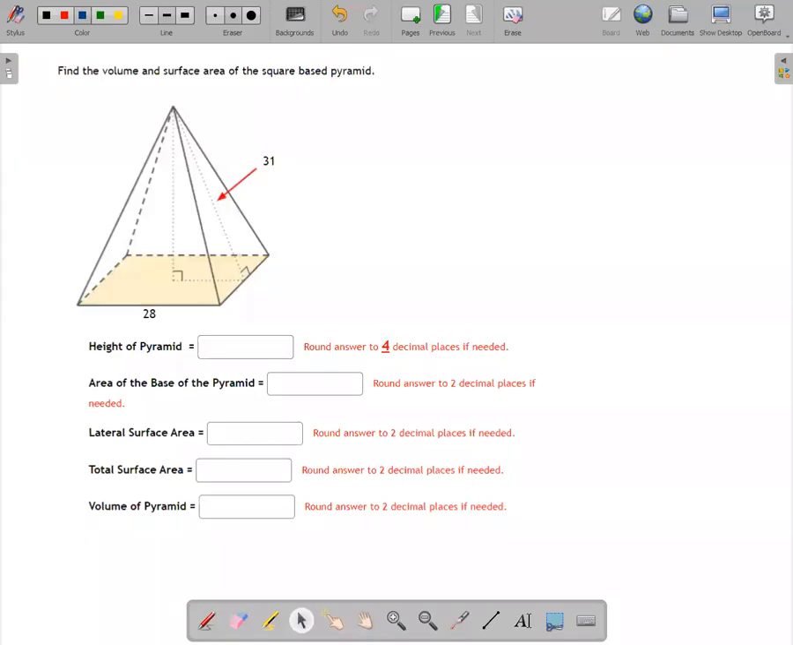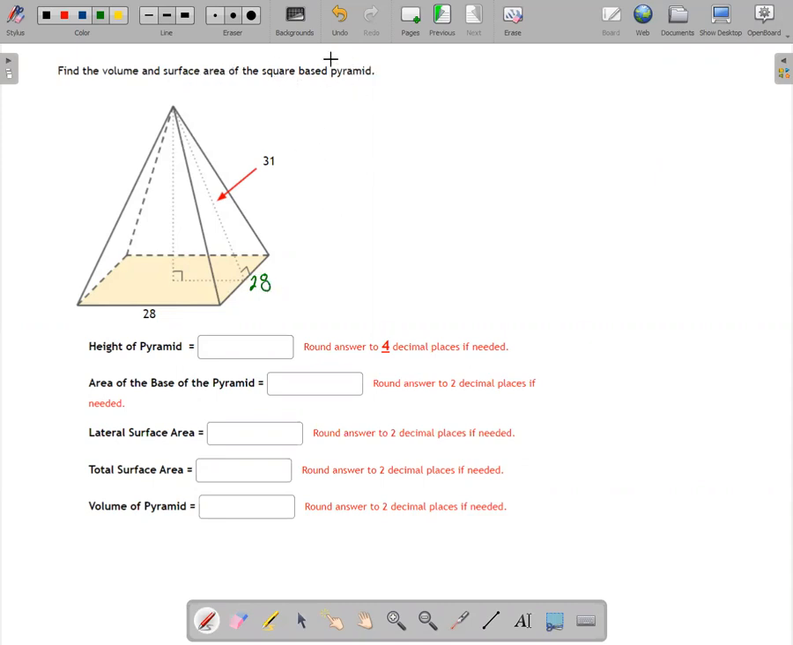So we have a pyramid. We're going to take this one a little farther. We're going to find the surface area. Volume is pretty straightforward. Volume is just the area of the base times the height. And I'm told it's a square-based pyramid. So then I can assume there's 28 by 28.